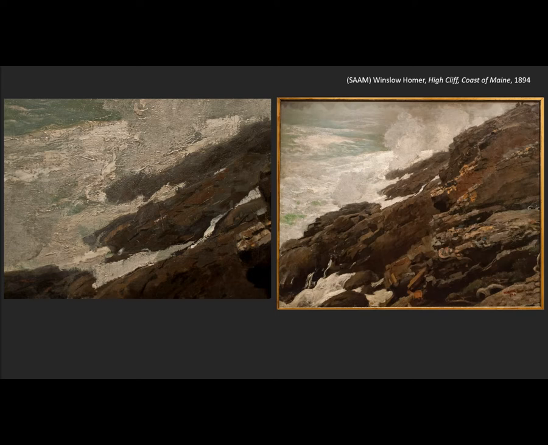And there are even places where he builds up an impasto, a thickness of the paint, with the idea that he's almost trying to turn the paint into the sea foam, and trying to capture not only what it looks like, but what it is, right? Its true three-dimensional quality.